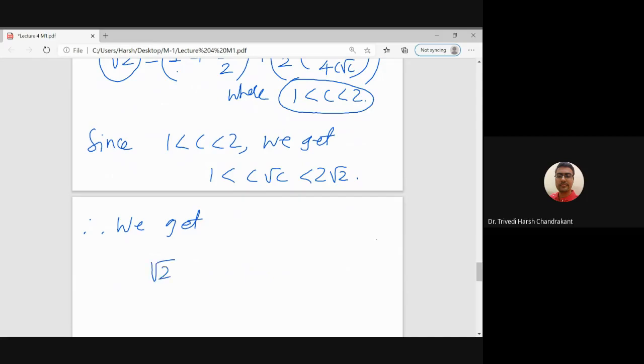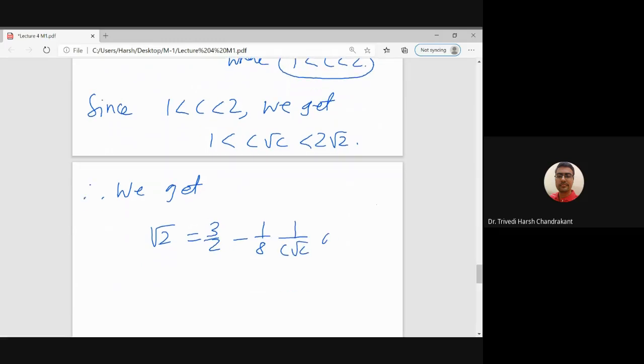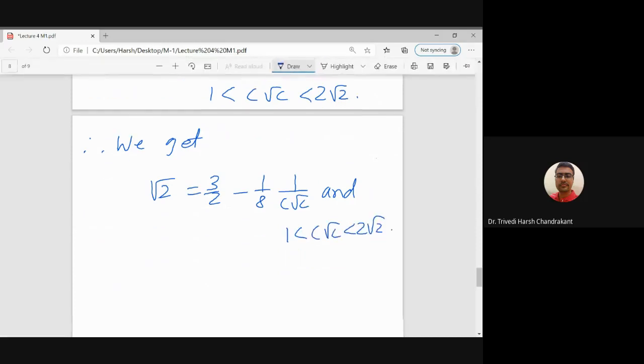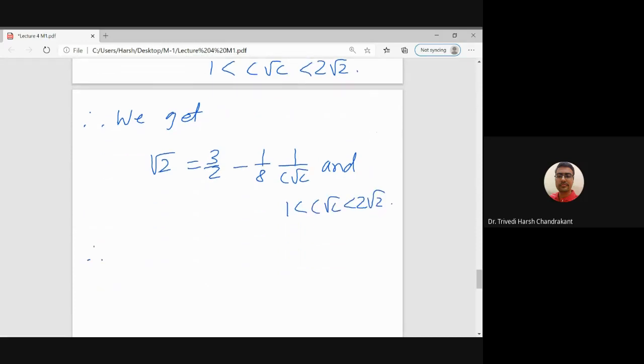So what we get is square root 2 is 3 by 2 minus 1 by 8 1 by c root c, along with 1 less than c root c less than 2 root 2. So after that what we get is our 1 by c root c. What is this term? This is nothing but minus 8 times root 2 minus 3 by 2.